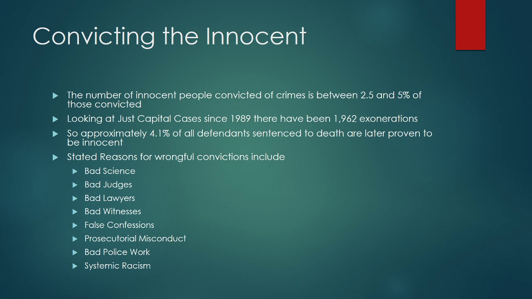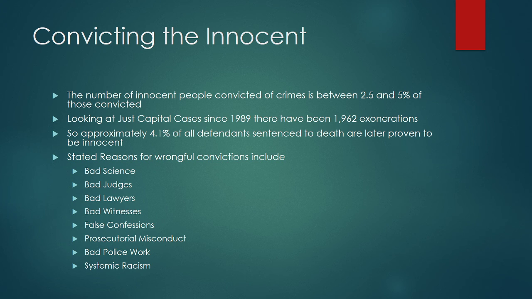So, convicting the innocent is something to look at here. I would have loved to have a slide on acquitting the guilty, but it's almost impossible to find those statistics. The number of innocent people convicted of crimes in the United States is somewhere between 2.5% and 5%, we think. Now, if we look at capital cases since 1989, roughly the last 40 years, there have been 2,000 people convicted of murder who have been exonerated, and that can mean they were ultimately found innocent, or there was insufficient proof to maintain their guilt. So about 4%, which is right in our range of 2.5% to 5%, of all defendants sentenced to death were later proven to be innocent.